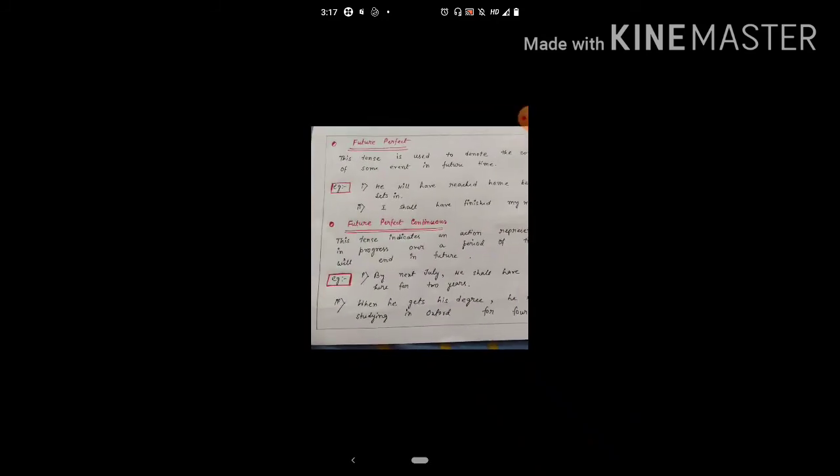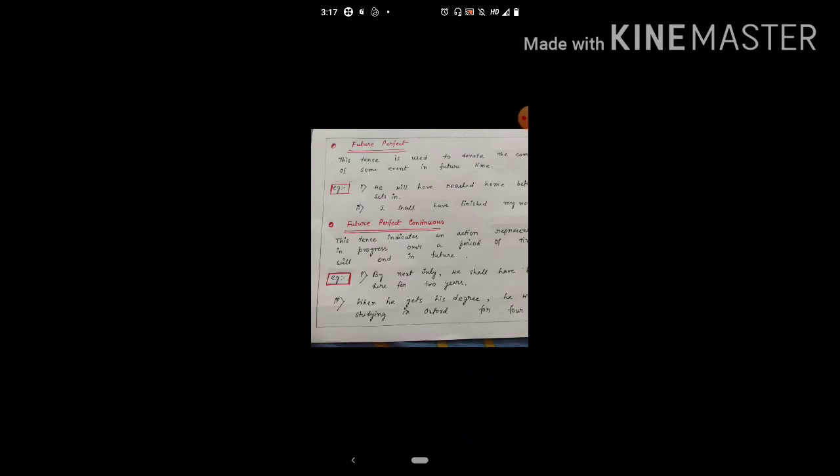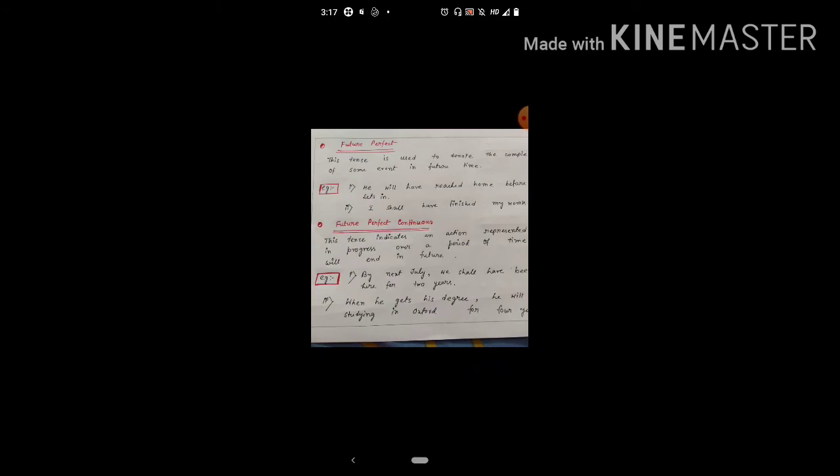Now come to the next point, that is future perfect. So when the future perfect tense is used? Future perfect tense is used to denote the completion of some event in future time. That means it is kind of similar to present perfect. The completion of some action is mentioned in the future perfect, but when the time is in future, then it is future perfect, and when the time is in present, then it is present perfect.